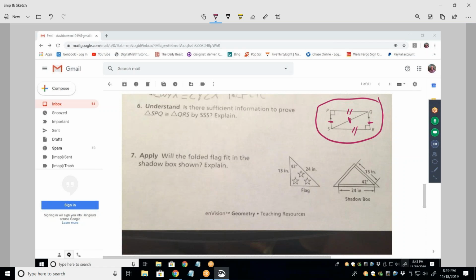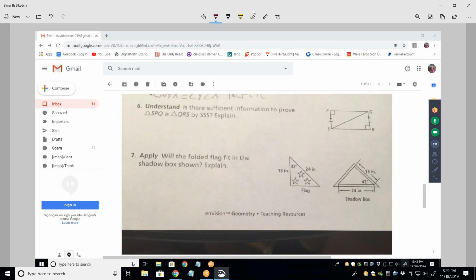There is sufficient information. Whether there is sufficient information to do it based on side, side, side, that may be another matter. I think there probably is, because you can make the argument that this has to be a rectangle, and the definition of a rectangle is PQ is equal to SR. So once you have that, now you have all three sides are the same. Like I said, it's curious that they want you to prove it based on side, side, side. I don't quite get that.